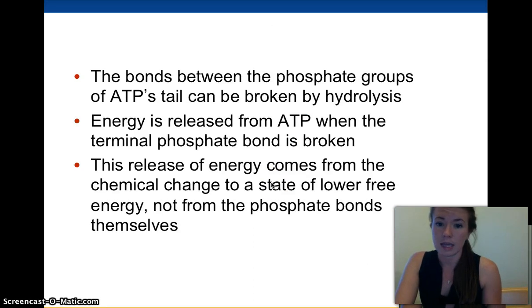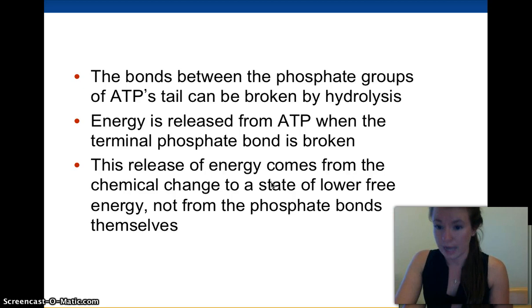So the release of energy does not actually come from the phosphate bonds themselves, but from the change in free energy. It was storing a lot of energy, and now it's not storing as much energy anymore. So it actually comes from shifting to a lower energy state, not from the phosphate.